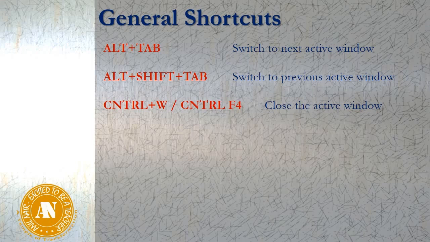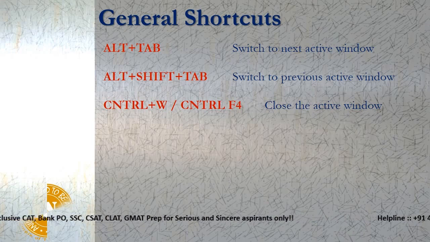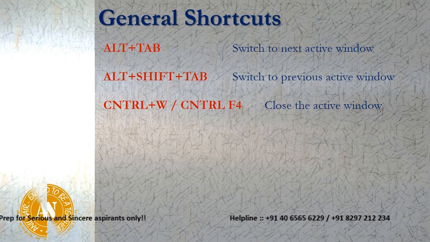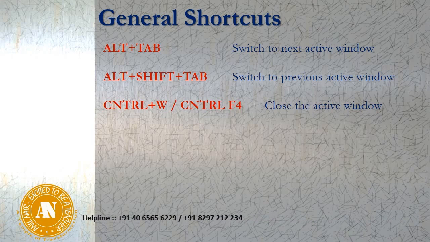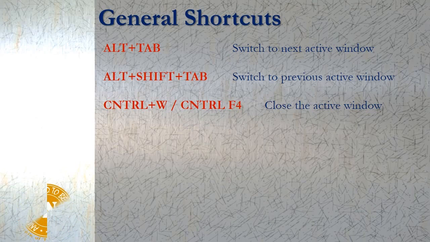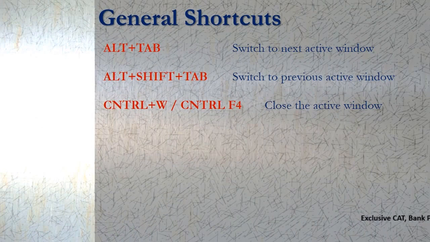So if you see this, it will close the active window. What is an active window? An active window is the window on which you are actually performing the task right now. So even if there are 10 different windows open, when I say window, it is an instance of an application that you are using on your system. If you say Control F4 or Control W, the window on which you are actively performing the task right now will get closed. So beware of closing a window using this shortcut, that you are closing the right window.